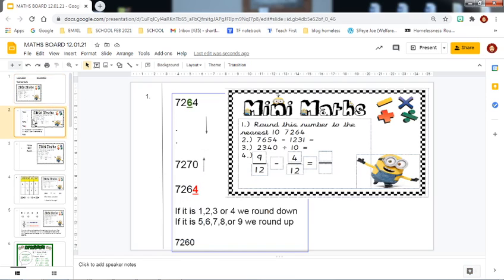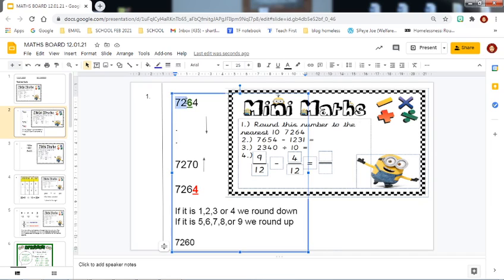We're going to start by completing the mini maths challenge. Number 1, round this number to the nearest 10. And the number is 7,264. So we're either going to round this to 7,260 because we're either going to round it to 6 tens, or we're going to round it up to 7,270 and we're going to round it to 7 tens.